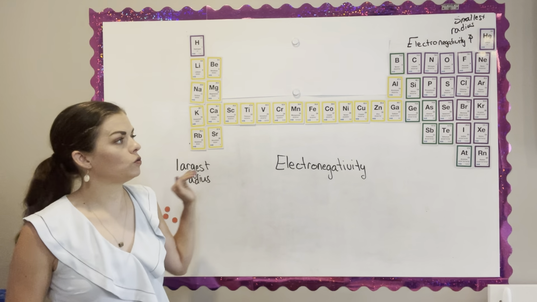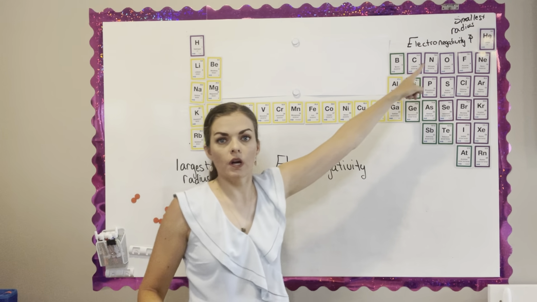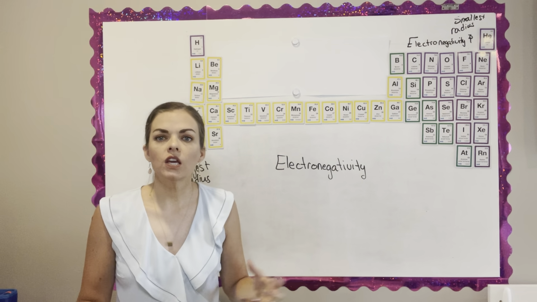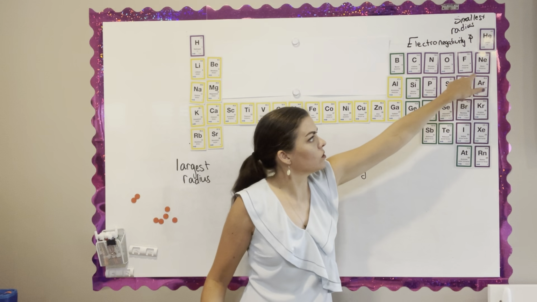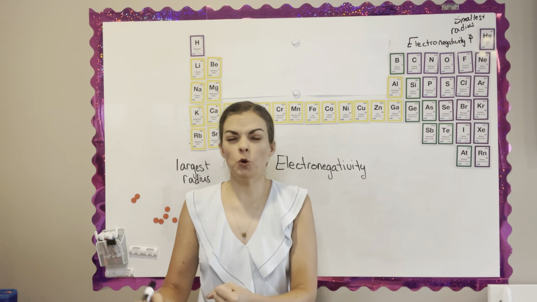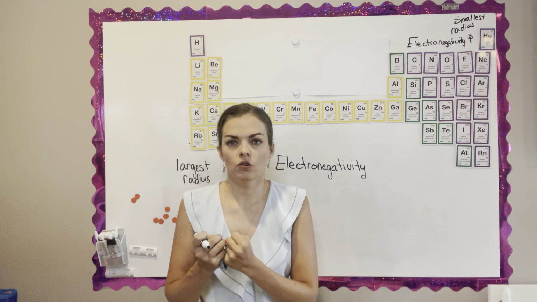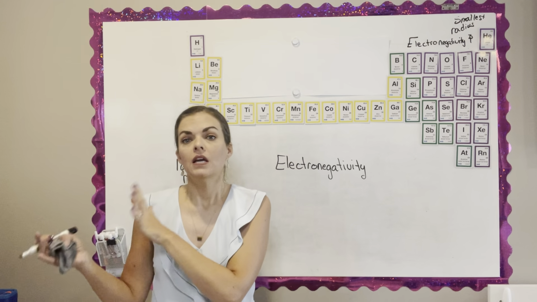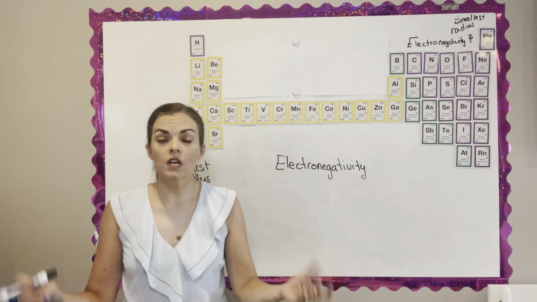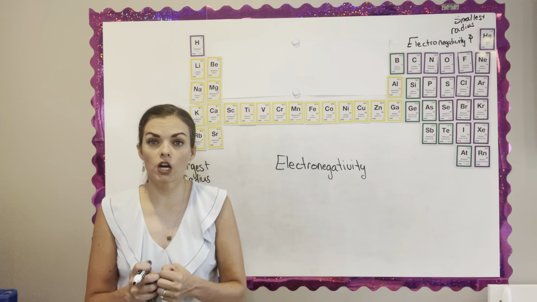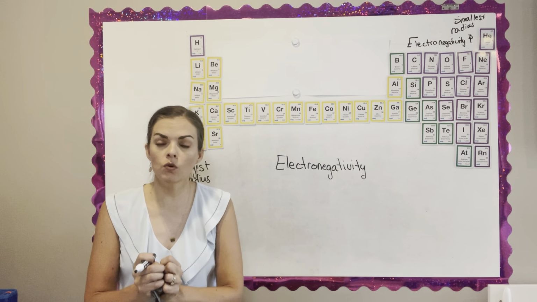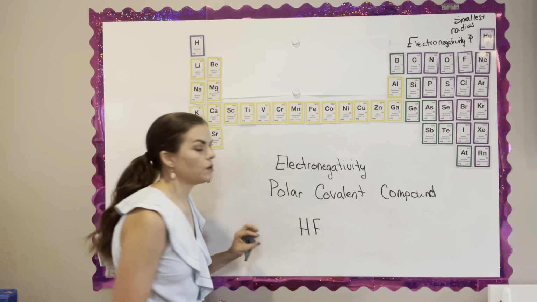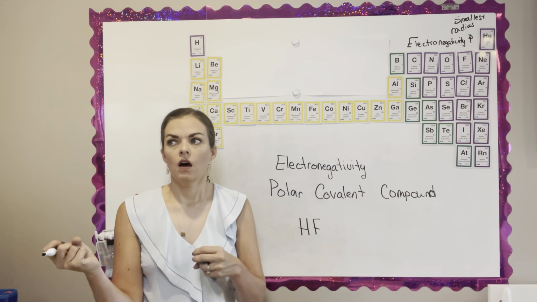And so as you move across and up your periodic table towards this corner, your electronegativity increases. So atoms down here like fluorine, fluorine is going to pull the electrons of a shared bond towards it and away from the other atom in the compound. And when the electrons are not shared equally, we call this a polar covalent compound. And a polar is something that has a stronger pull.